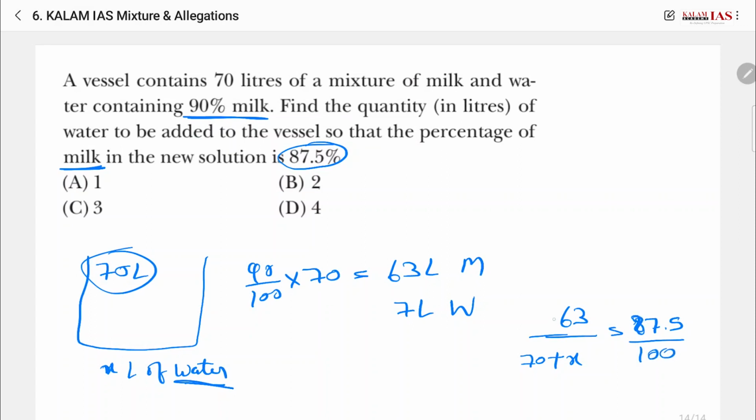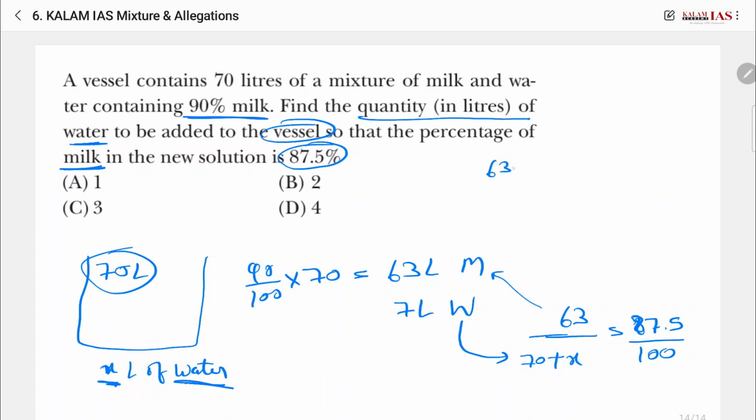I hope this is clear. 63 is the milk amount and we are adding water to the solution, x liters of water. So it will become 70 plus x. Now we have to find the value of x, the quantity of water in liters to be added to the vessel, so that the percentage becomes this.